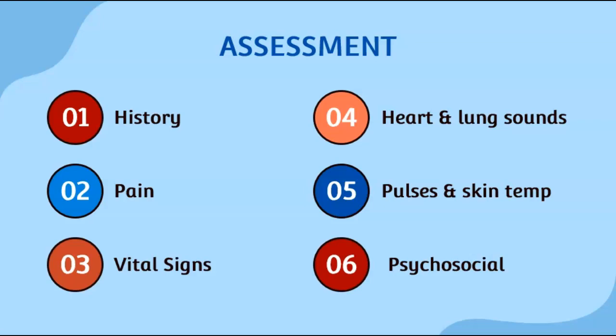Respiratory rate and breath sounds should be assessed for signs of heart failure. Pulses should be palpable. With an MI, you might feel thready or weak pulses. Skin temperature should be warm, but with an MI, you might see cool, clammy skin. And psychosocial assessment. If a patient is having an MI, you might see denial, anxiety, fear, depression, or anger.